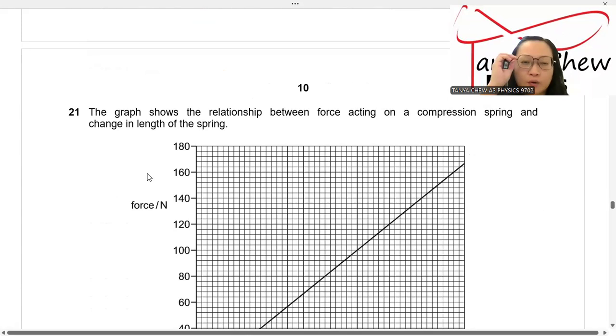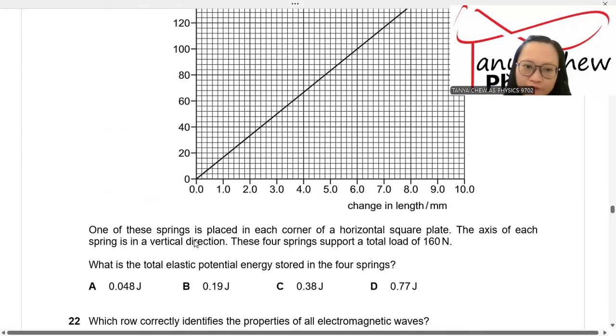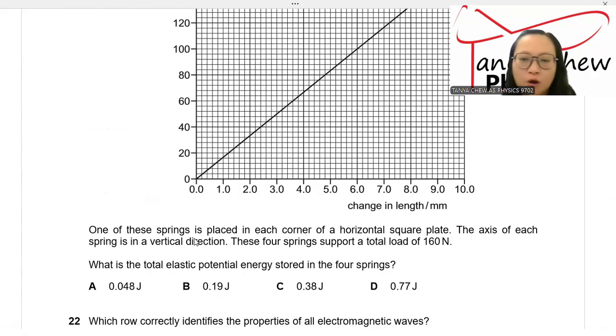Question number 21. The graph shows the relationship between force acting on a compression spring and the change in length of the spring. One of the springs is placed in each corner of a horizontal square plate. The axis of each spring is in the vertical direction. These four springs support a total load of 160 Newton. What is the total elastic potential energy stored in the four springs?